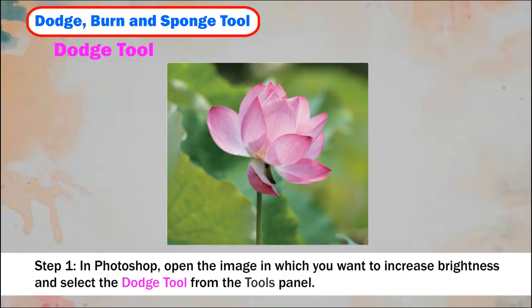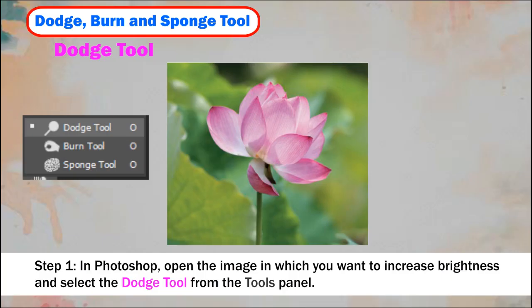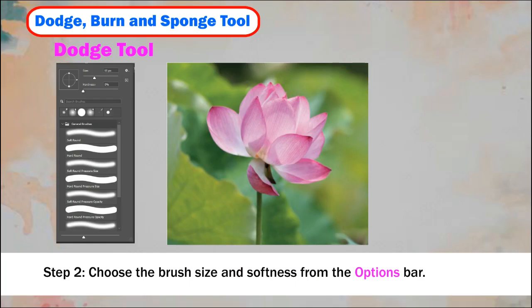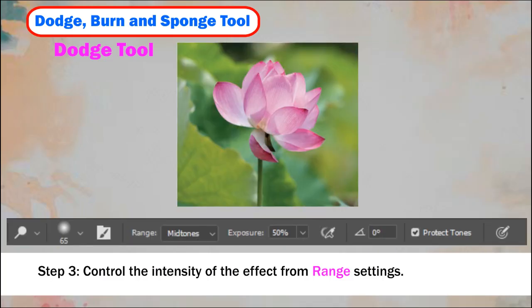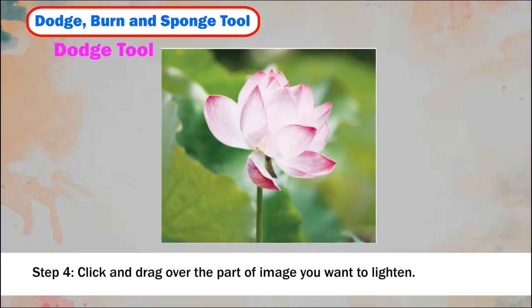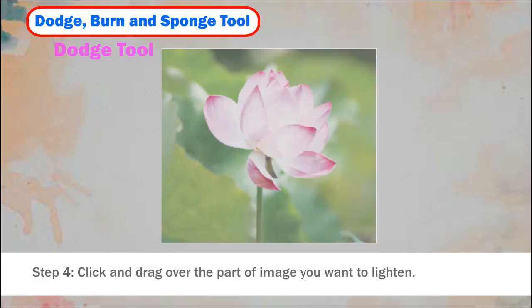Step 1. In Photoshop, open the image in which you want to increase brightness and select the Dodge tool from the Tools panel. Step 2. Choose the brush size and softness from the Options bar. Step 3. Control the intensity of the effect from Range settings. Step 4. Click and drag over the part of image you want to lighten.